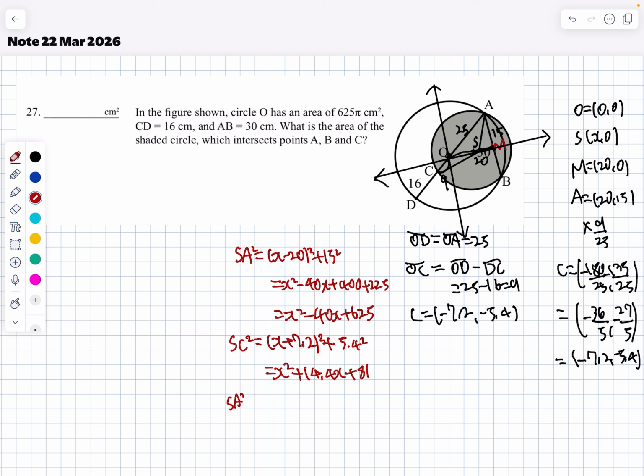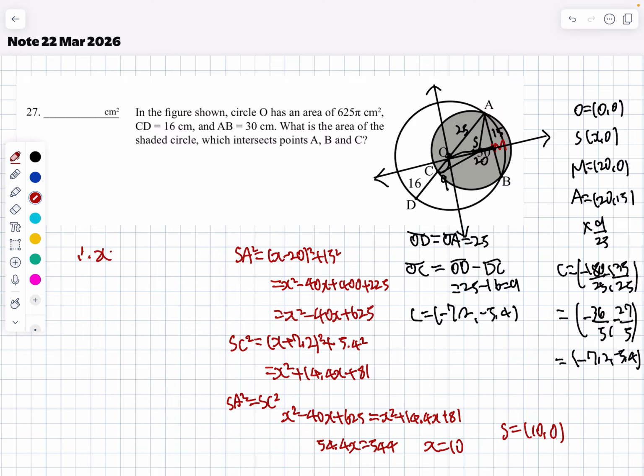Now, SA squared equals SC squared because SA and SC are both radii and have the same value. So x squared minus 40x plus 625 equals x squared plus 14.4x plus 81. So 54.4x equals 544, and we know x is 10, and S's point is (10, 0).